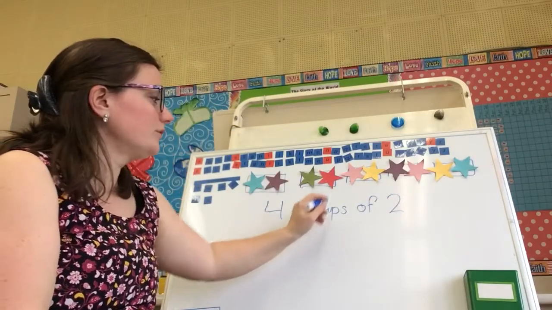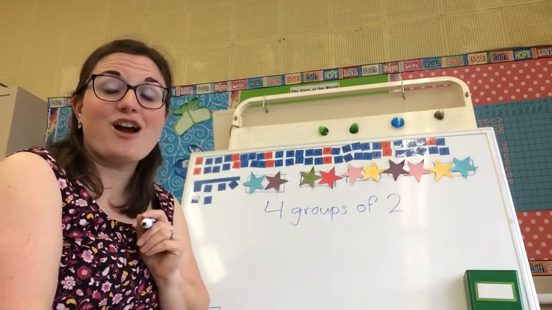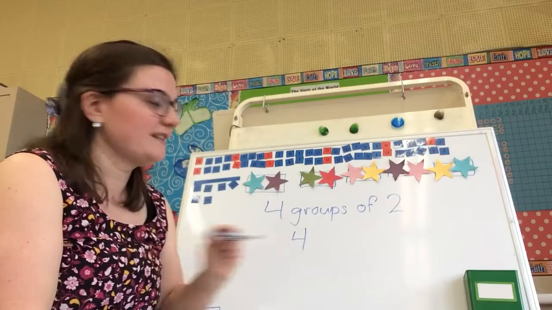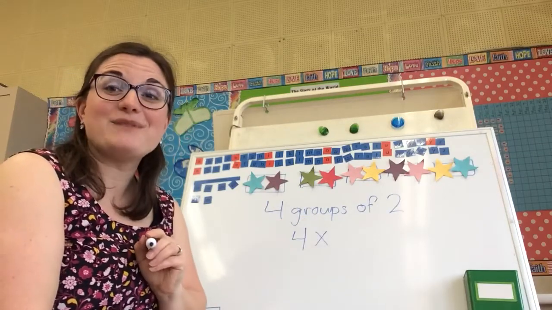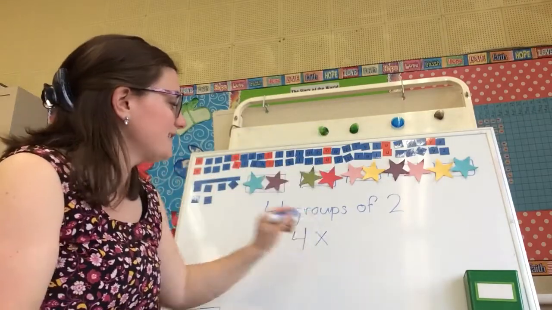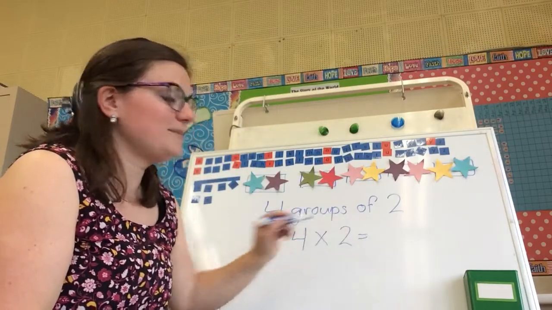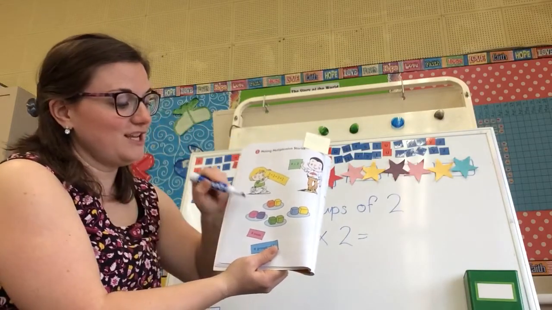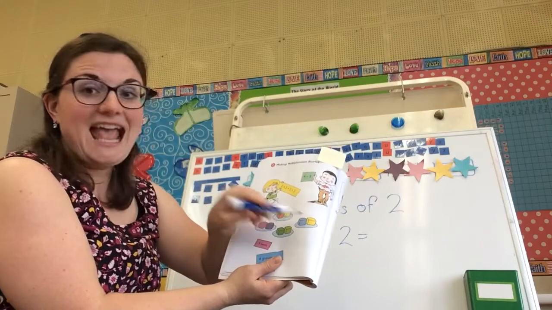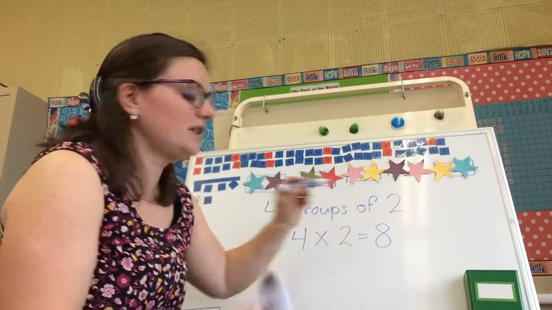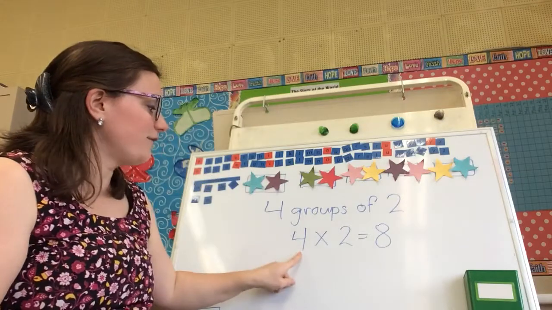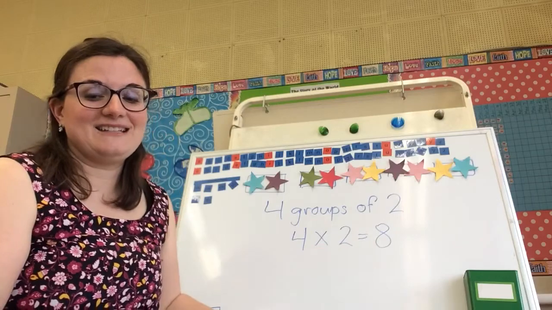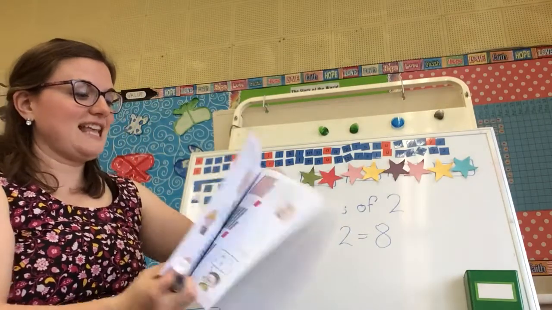So we have 4 groups of 2. So I can use our new multiply symbol. Ready? There are 4 groups, so the number of groups multiplied by how many is in each group. There are 2 blocks in each group. 4 times 2. How many blocks do I have all together? I can count by 2s. 2, 4, 6, 8. There are 8 blocks all together. So I write it as 4 times 2 equals 8, okay? And that's how we would write it.